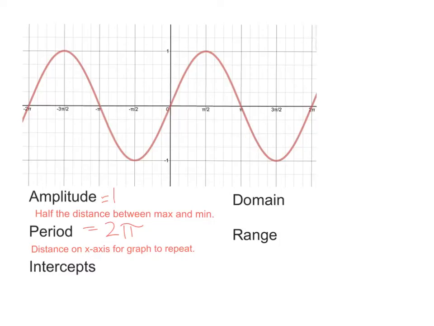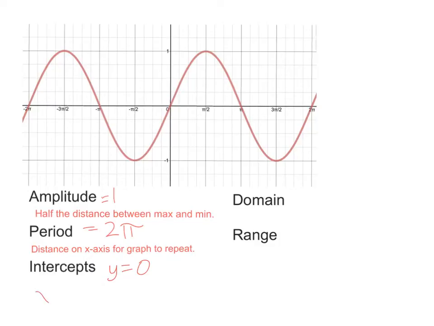Intercepts. So you guys already know what intercepts are. Where's the y-intercept? The y-intercept is at y equals 0. How about the x-intercepts? 0, pi, 2 pi. Where will the next one be? 0, pi, 2 pi, 3 pi, 4 pi, negative 2 pi.